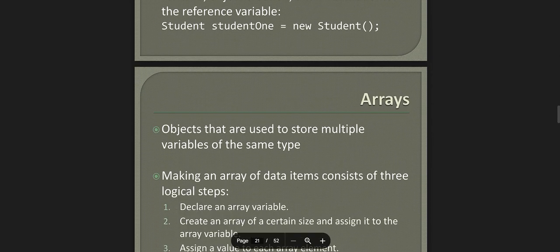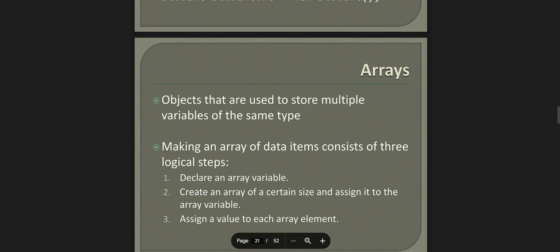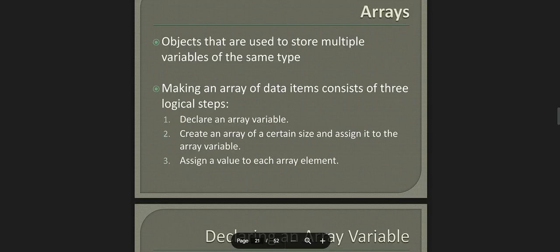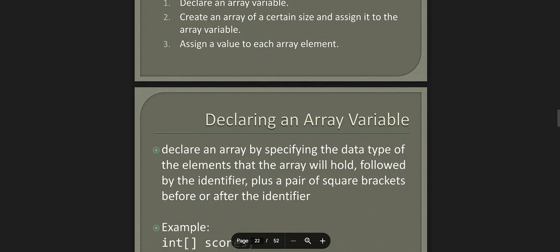Arrays are objects that are used to store multiple variables of the same type. Making an array of data items consists of three logical steps: declare an array variable, create an array of a certain size and assign it to the array variable, and assign a value to each array element.